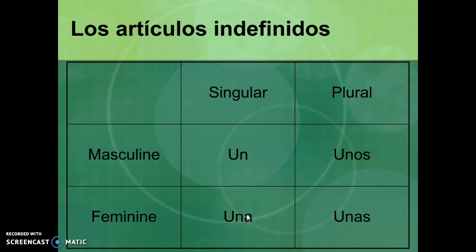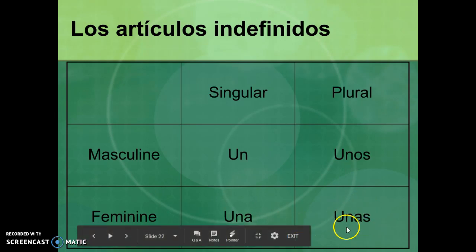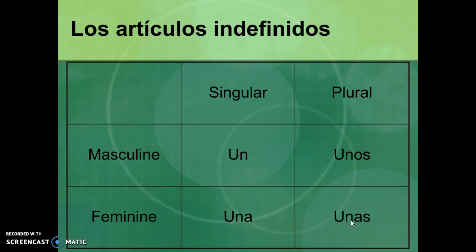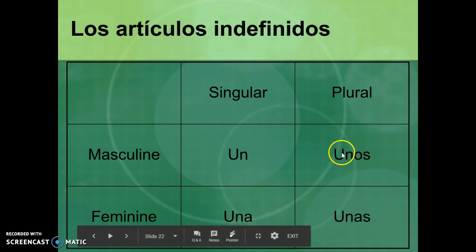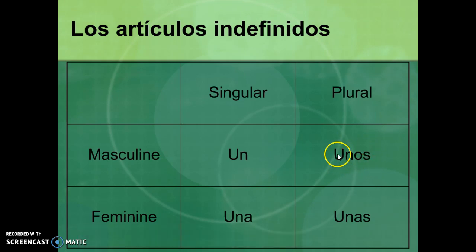However, if I want to say some erasers, I would use unas gomas, because gomas is feminine and plural. Another example, if I wanted to say some notebooks, I would say unos cuadernos, because the word notebooks is masculine and plural. If I just wanted to say a notebook, I would use un cuaderno, because the word cuaderno is masculine and singular.